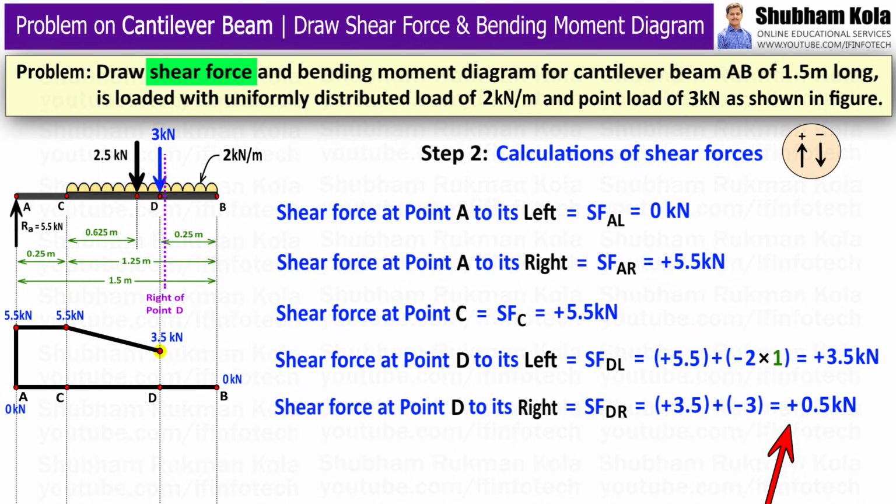Here, as the shear force value is positive, hence I will mark the point of 0.5 kN shear force above the reference line of 0 kN shear force, and I will join these 2 points with a vertical line.